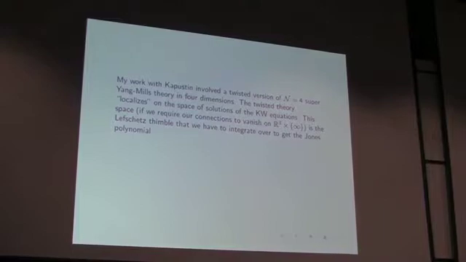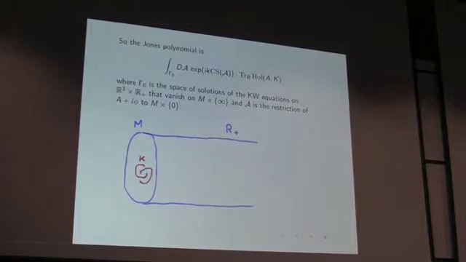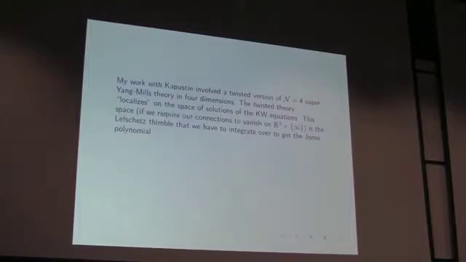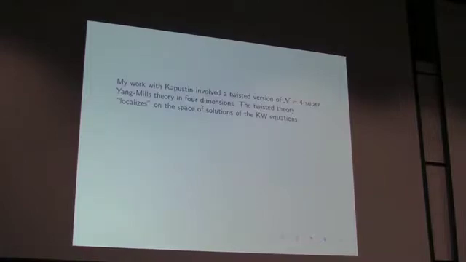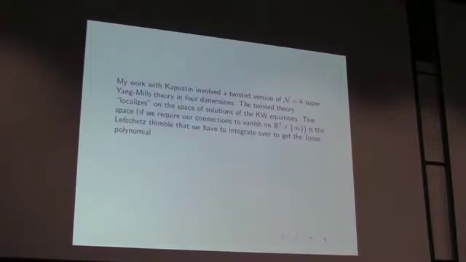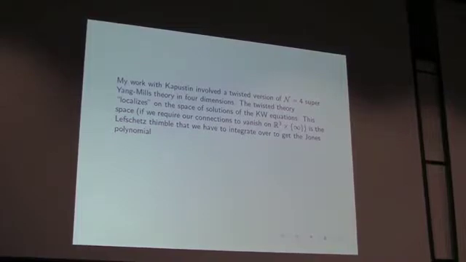So, in this case of this particular problem, the space of solutions of the KW equations, if we ask for the fields to go to 0, that is a critical point down here, and we impose no condition here, then the space on which the path integral of the supersymmetric gauge theory is localized is just the Lefschetz thimble, over which we have to integrate to get the Jones polynomial.